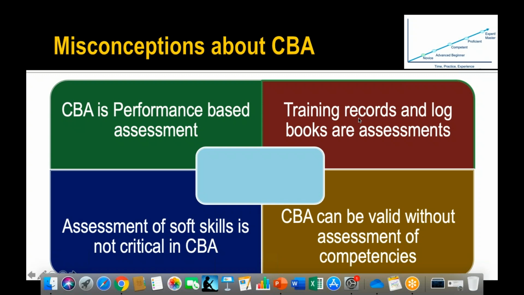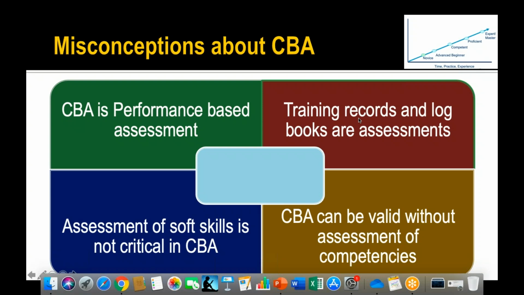Second is that training records and logbooks are assessment. Again, a very common misconception. Please remember that logbooks and training records are a process of education. And as I told you in the definition of competency-based education, it is the outcome. So what the trainee goes through is not really important. What he can do at the end is what you are looking for. Third, that assessment of soft skills is not critical in competency-based, so you focus mainly on hard practical skills, injections, nasogastric tubes, aspirations, lumbar punctures, and so on.